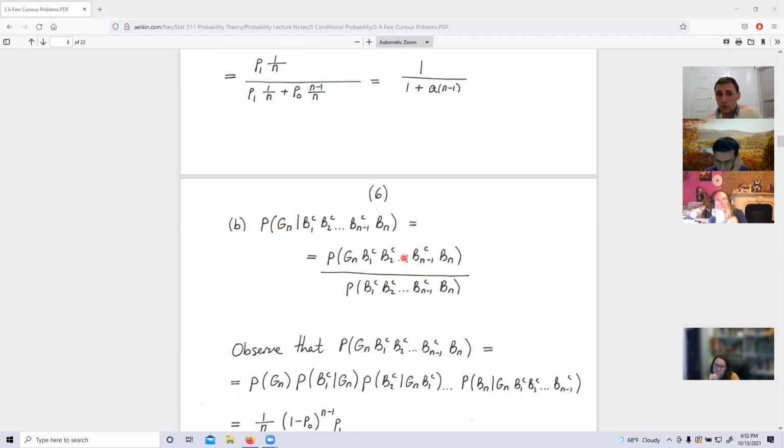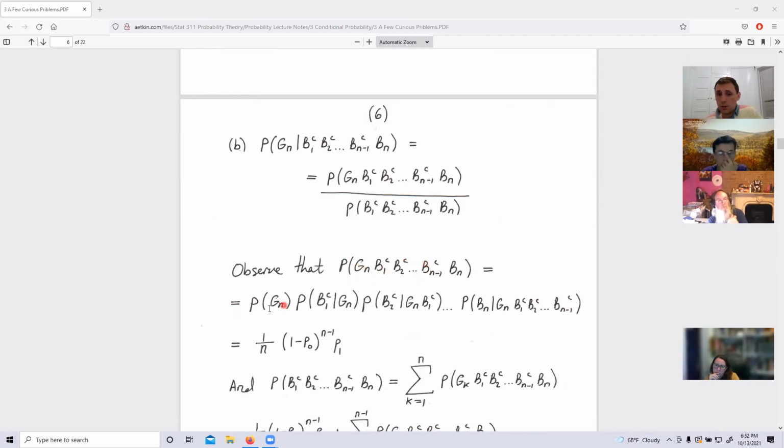And then let's calculate the numerator. The numerator is just a product. It's probability of Gn times probability B1 complement given Gn, right? So what's probability of Gn initially? It's 1 over n. What's the probability of first person not driving a black car given that the nth person is guilty? It's 1 minus P0, so innocent people don't drive black cars with probability 1 minus P0. Now, what's the probability that person number 2 does not drive a black car if person number n is guilty? It doesn't matter what other people do.